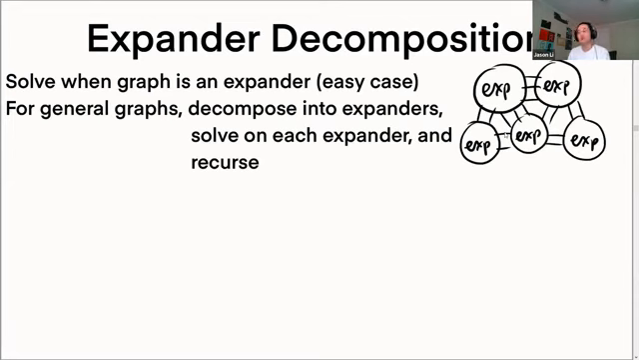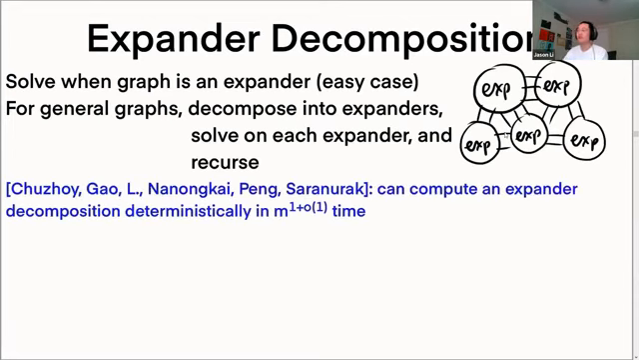First of all, in order to even make use of this idea, we need an efficient algorithm to compute expander decomposition. This has been known for a few years how to do randomized, but recently Chuzhoy, Gao, Li, Nanongkai, Peng, and Saranurak have shown that actually we can do this deterministically in nearly linear time. So this essentially opens the path of expander decomposition in deterministic graph algorithms.